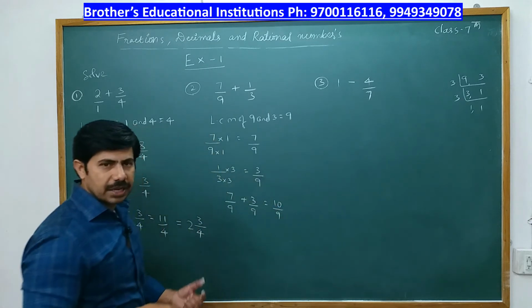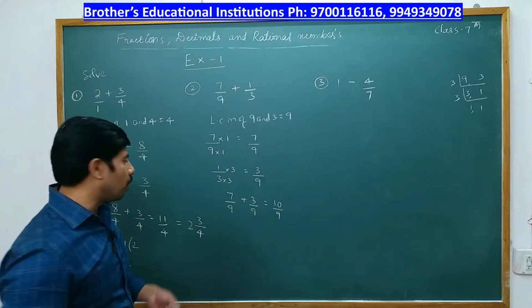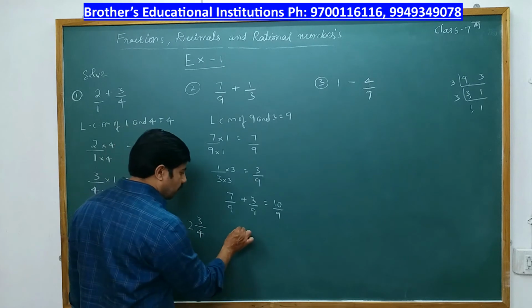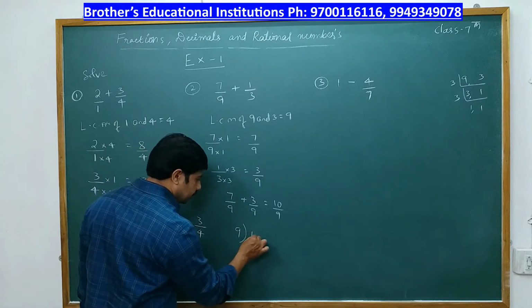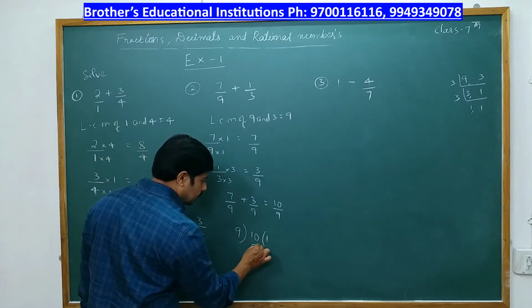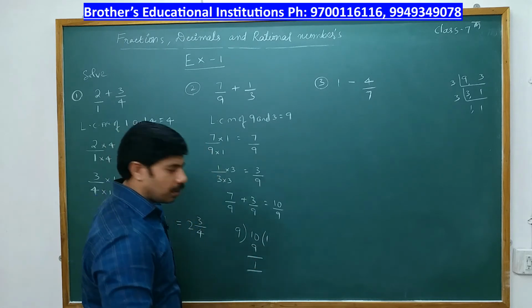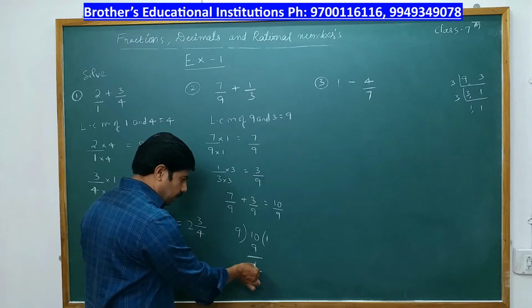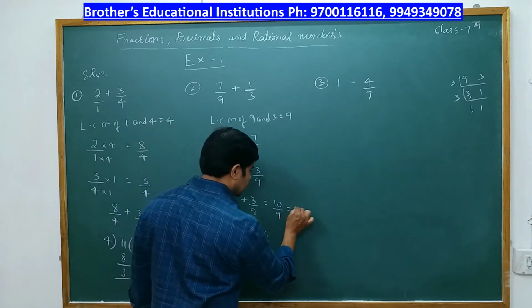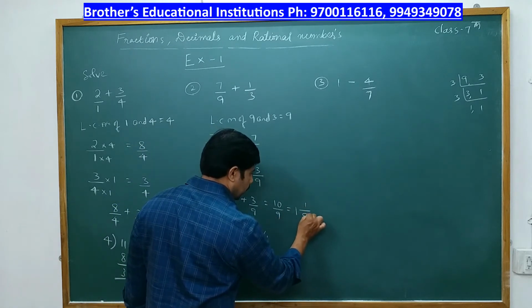So after getting this 10 by 9, we write this as a mixed fraction. To write this, I will divide. 9 1s are 9. So remainder is 1. So what is the mixed fraction? 1 1 by 9. So the answer is 1 1 by 9.